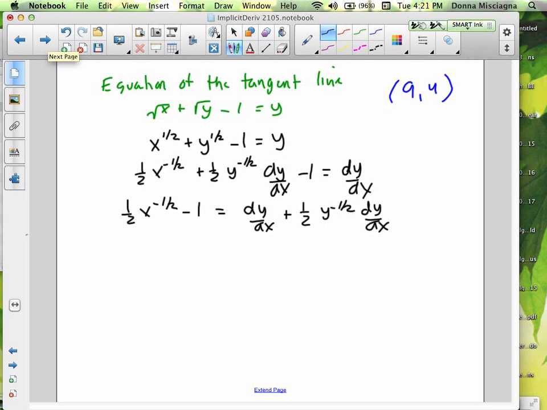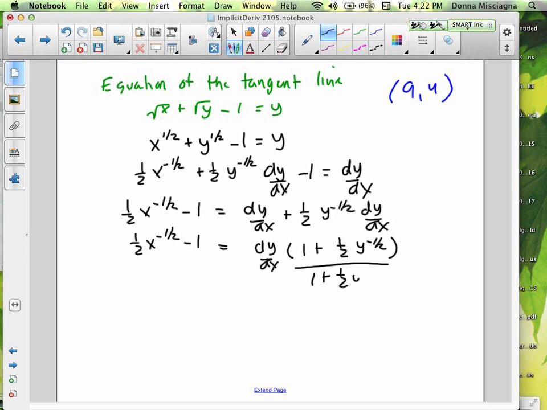Let's factor out the dy/dx though first. So we have 1/2 x to the negative 1/2 minus 1 equals dy/dx times 1 plus 1/2 y to the negative 1/2. Right, so we're going to divide by 1 plus 1/2 y to the negative 1/2. And that's going to give us our derivative, except it's going to need some cleaning up because you see we got 2 negative exponents there.